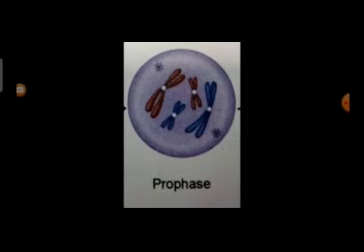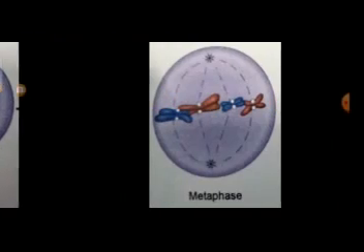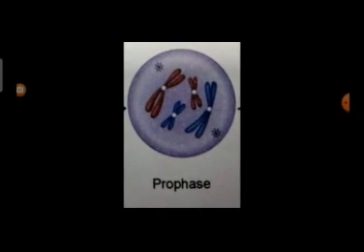It consists of four phases: prophase, metaphase, anaphase and telophase. Now the first one is prophase. During this stage, chromosomes become short and thick and are clearly visible inside the nucleus. The centrosome splits into centrioles and occupy opposite poles of the cell. Nuclear membrane and nucleolus disappear gradually.